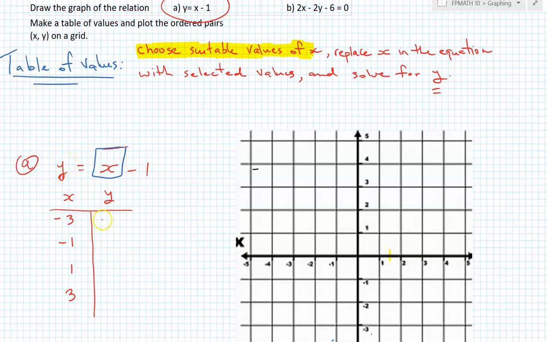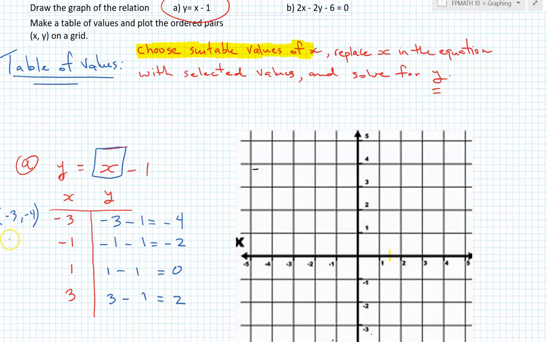So let's do this. For -3, I'm replacing x with -3 here. -3 minus 1 is -4. Great. So the new ordered pair is (-3, -4). The next one, -1, you just keep doing that for each one of these. You get -2, and then we replace x with 1 up there. 1 minus 1. Remember, 1 for x you're replacing. You do the math and you get 0. That's the y value for 0. And then 3 minus 1, that's 2. That's your y value 2.